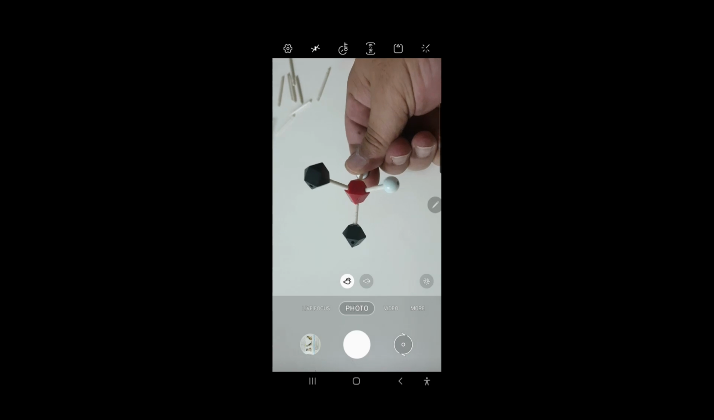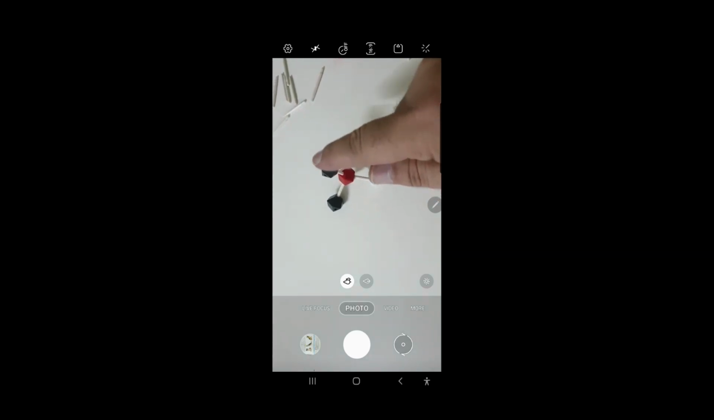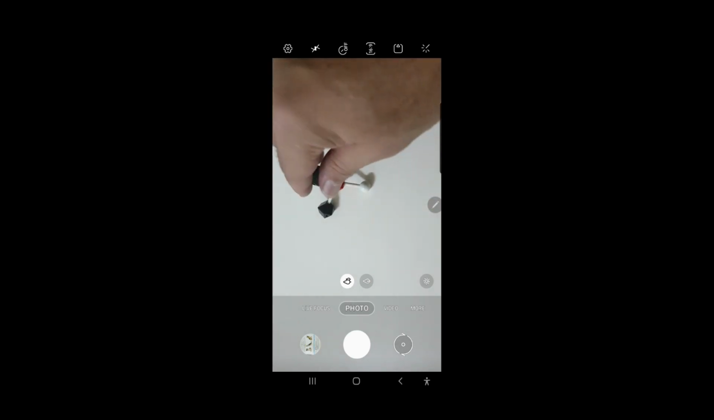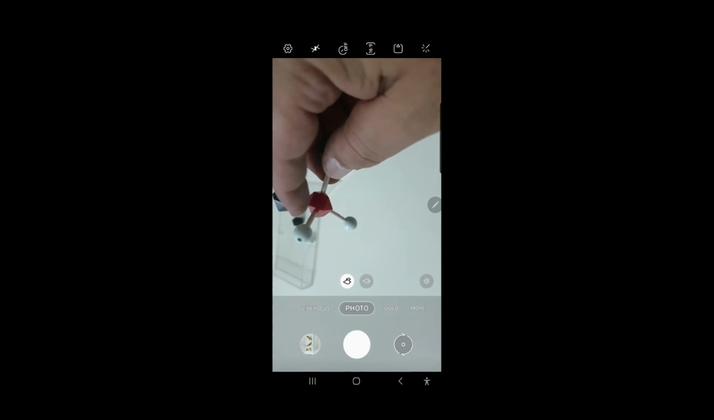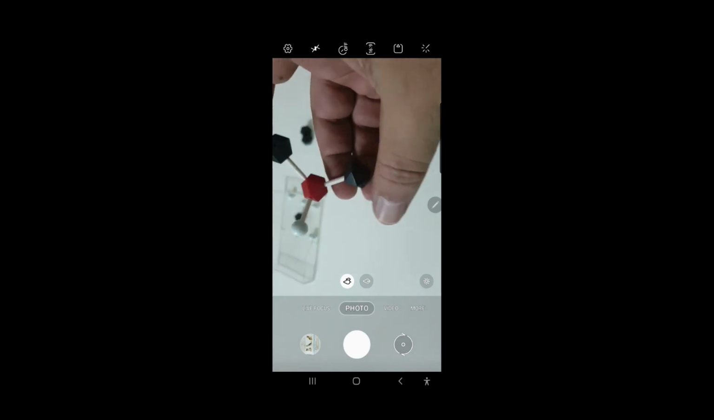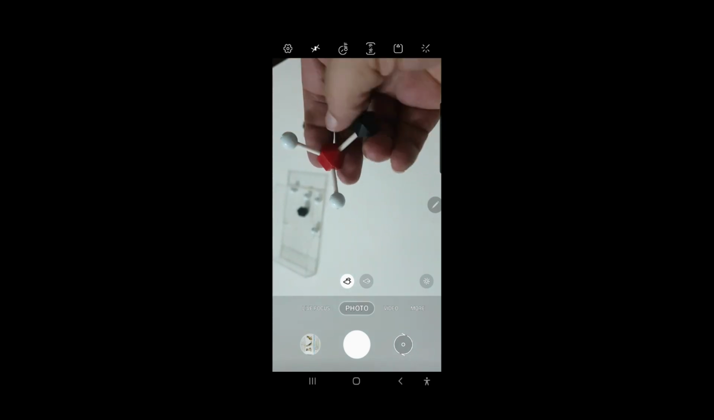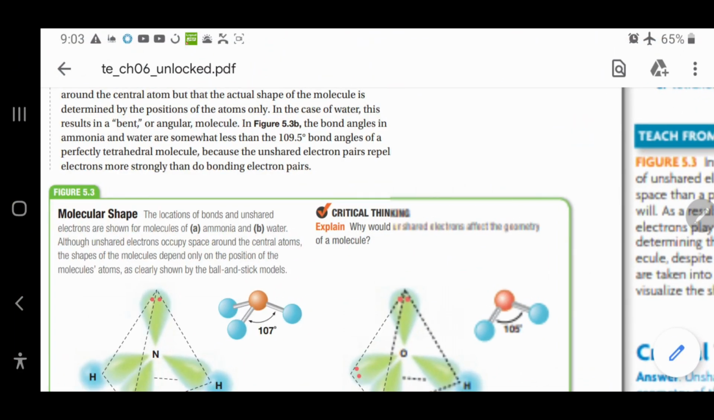And here the general formula will be AB2E2. A is the central atom here, and B2 is the 2 atoms here, hydrogen and hydrogen, and E2 because we have 2 pairs of electrons.